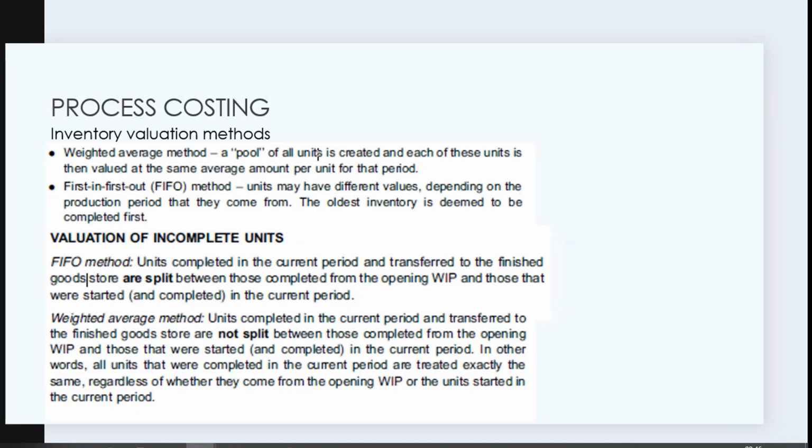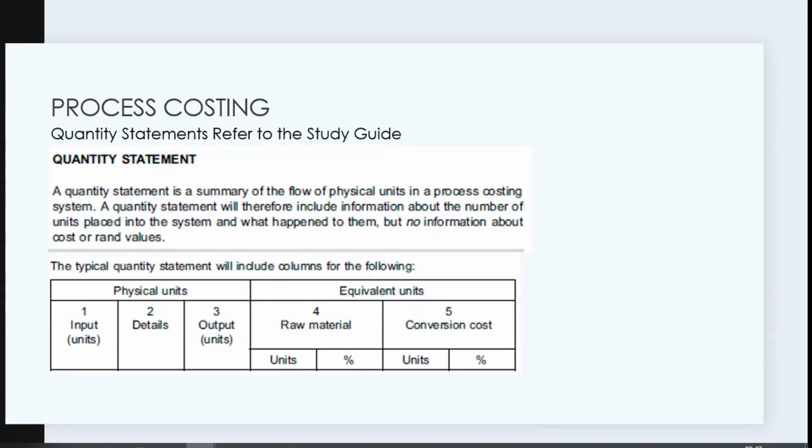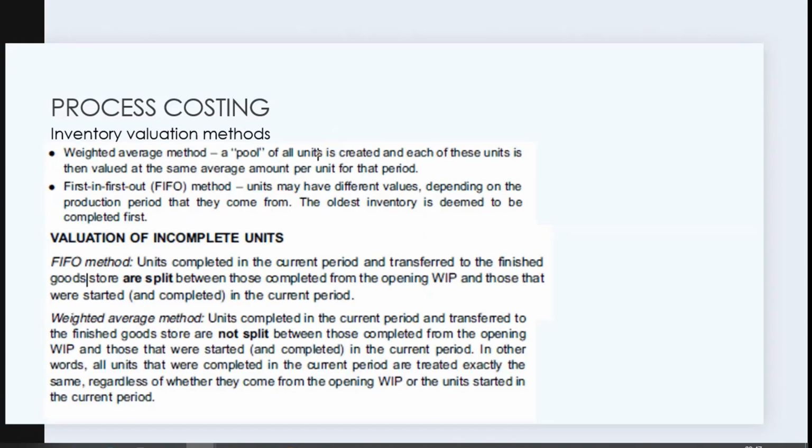The units completed in the current period and transferred to finished goods are not split at all between what I just mentioned above. In other words, all units that were completed in the current period are treated exactly the same, regardless of whether they had an opening WIP or not. So they are all lumped up, right? I hope you remember. Very, very important when it comes to the valuation of incomplete units: under first in, first out, there's a split. Under weighted average, there's no split. Okay.